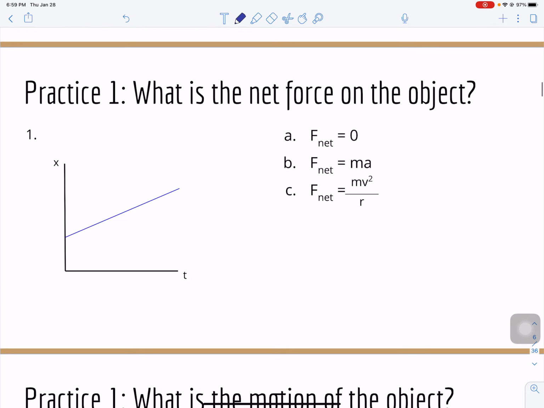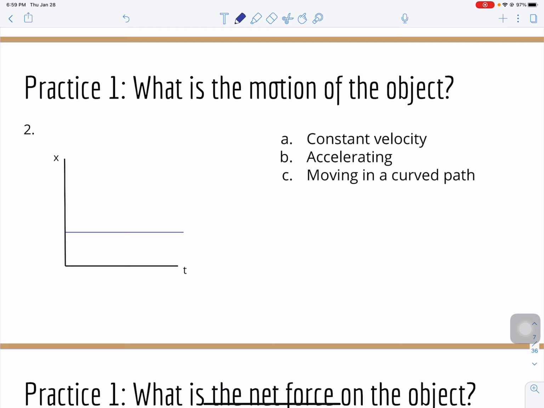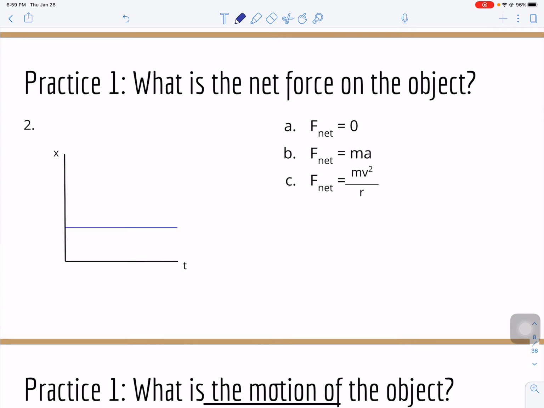Okay, so now we have the same object, same motion, and we want to know what is the net force on the object. Okay, object 2 has this motion. What is the motion of it? Now we're going to look at, for this object, what is the net force on the object?